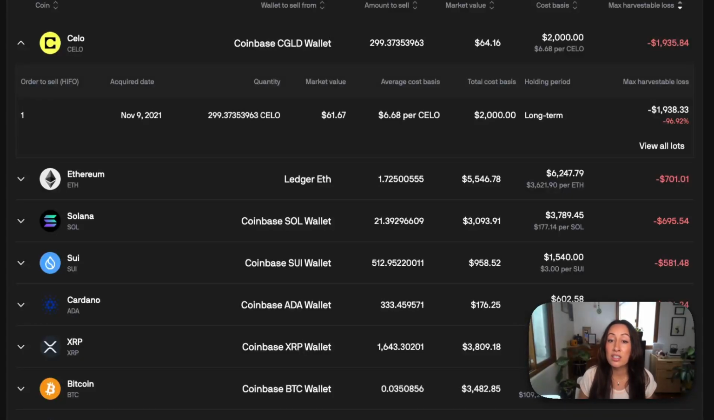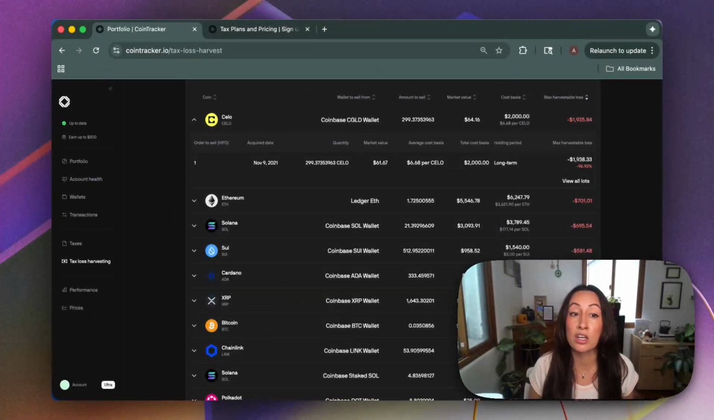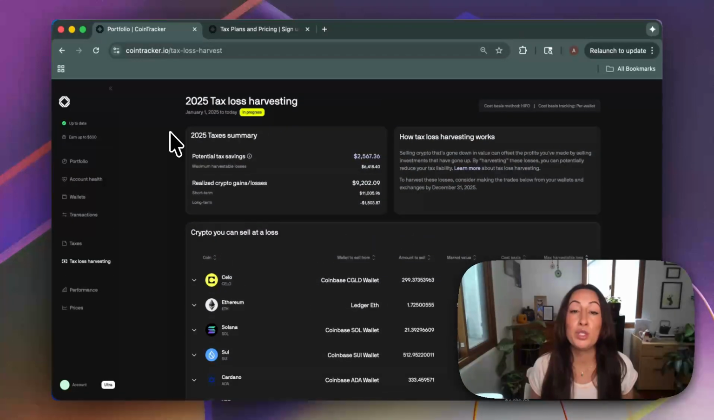And just like with stocks, these realized losses can offset gains across all your capital assets, crypto, equities, and even up to $3,000 of ordinary income if your losses exceed your gains. This page gives you a complete and accurate snapshot of your gains and losses across all your wallets so you know exactly what you're working with.